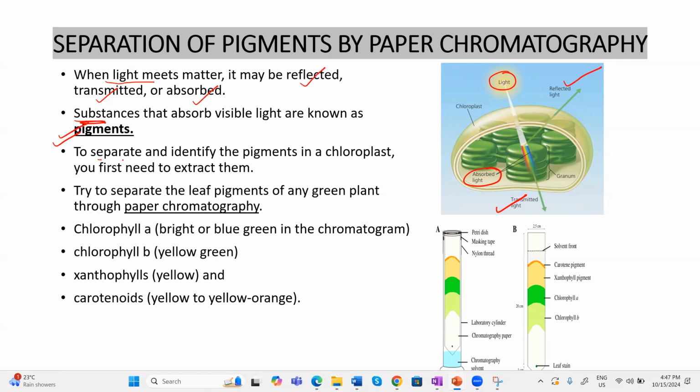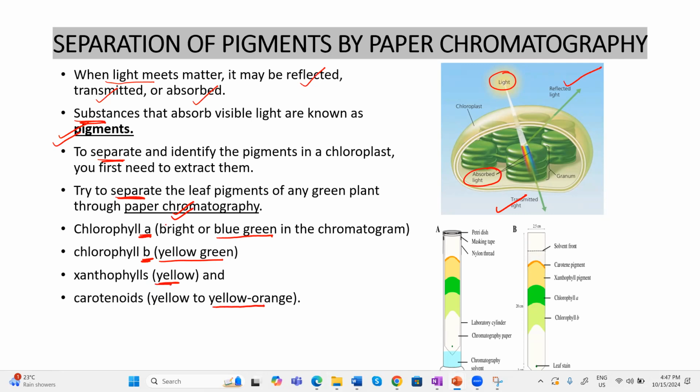Now, we should separate them, then only we can identify them. So we will try to separate these pigments with the help of paper chromatography. Main pigments are of four types. Chlorophyll A will appear as blue-green in the chromatogram. Chlorophyll B will appear as yellow-green. Xanthophylls will appear as yellow, and carotenoids will appear as yellow to yellow-orange.